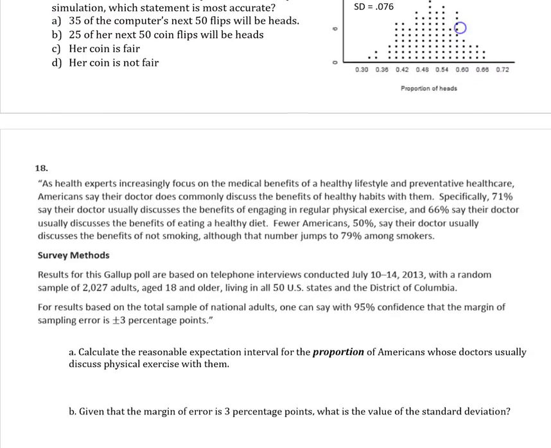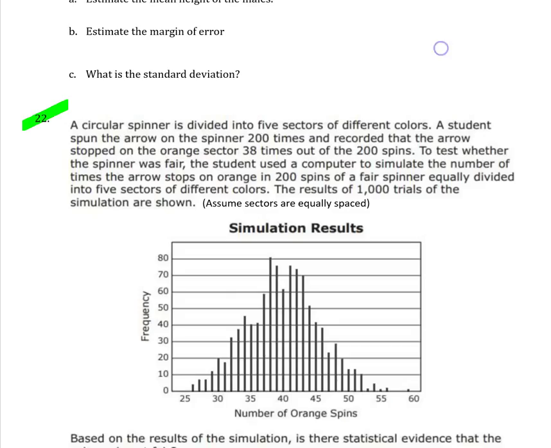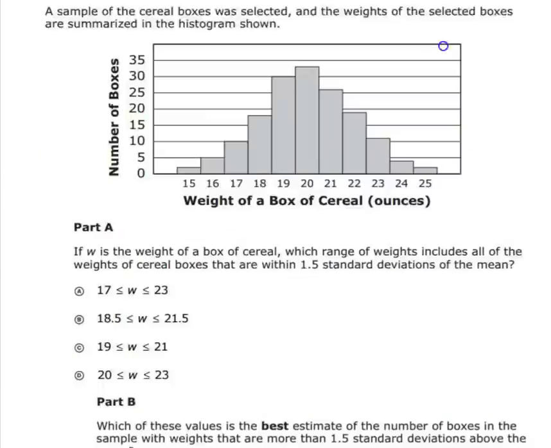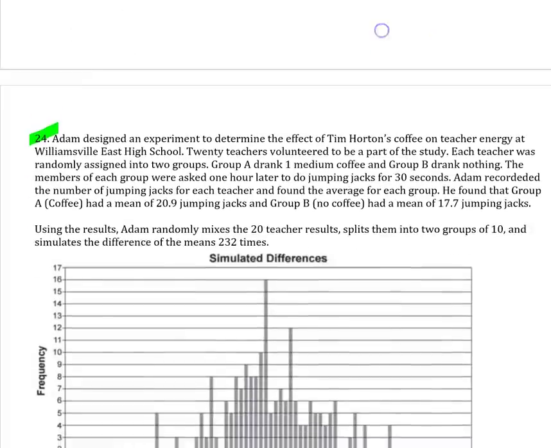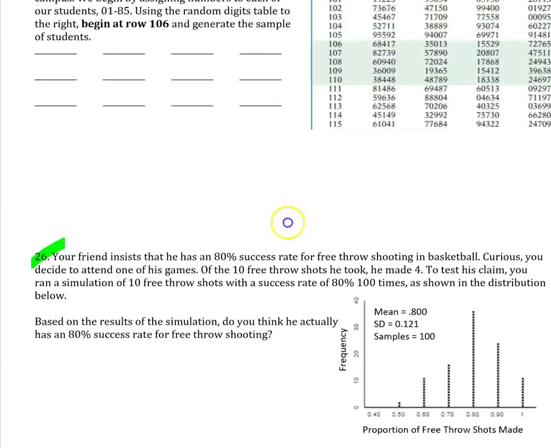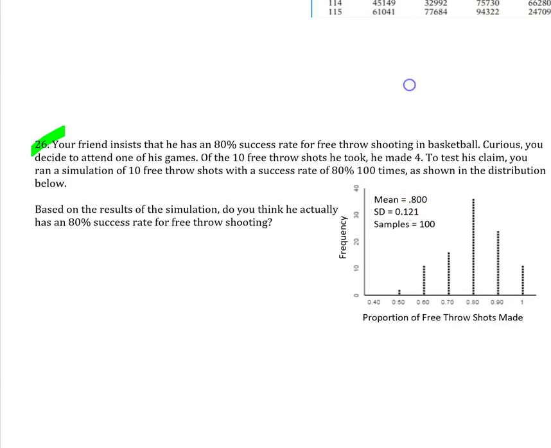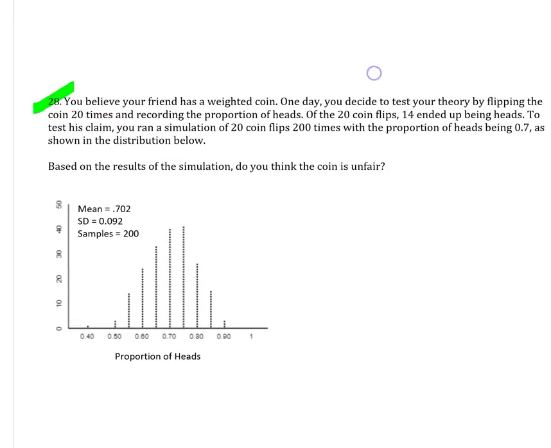17, flipping a coin. 22, simulations. And 24, we'll do a difference of means problem. And 26, another question about do you agree or disagree with your person based on a simulation. And lastly, 28, another coin flipping one, but from a different perspective.